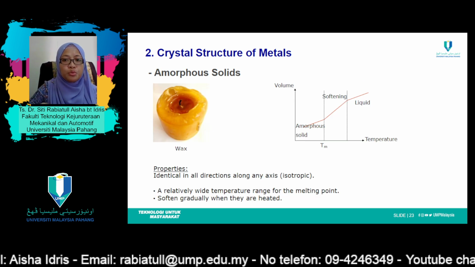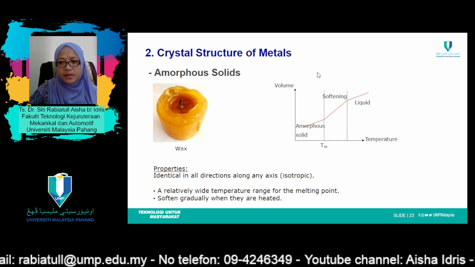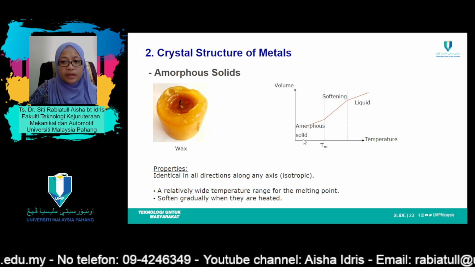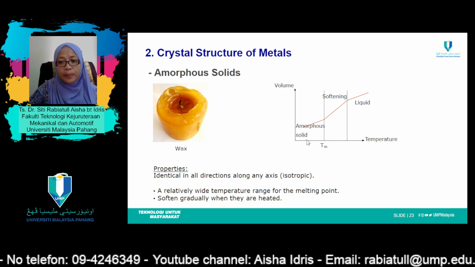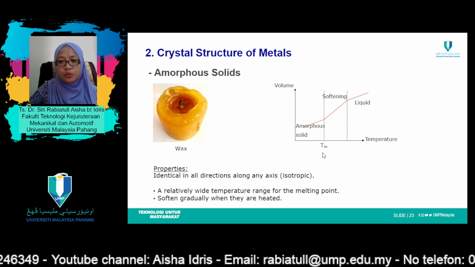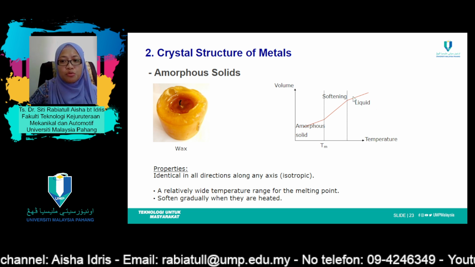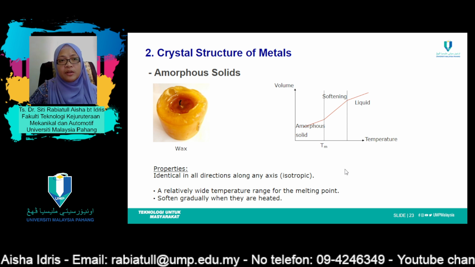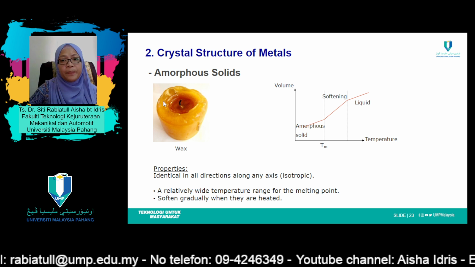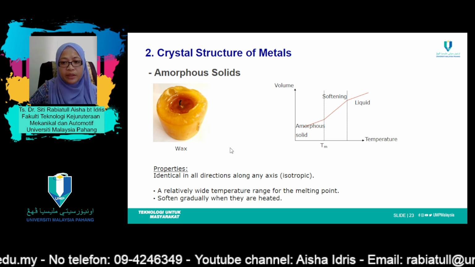As compared to amorphous or non-crystalline materials, if you refer to this profile, below the melting point it is in solid condition with solid properties, and once heat is introduced to the material, it starts to soften before it changes into 100% liquid. So the simplest example that you can see is wax. Whenever you heat the wax, it will soften first before it turns into liquid.